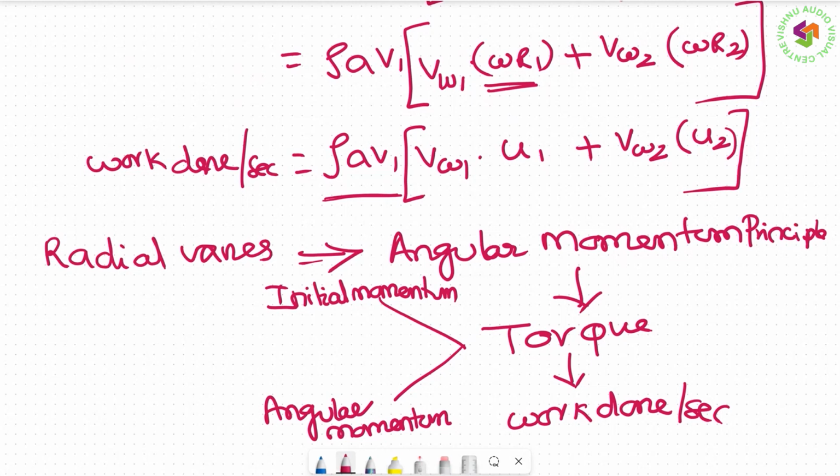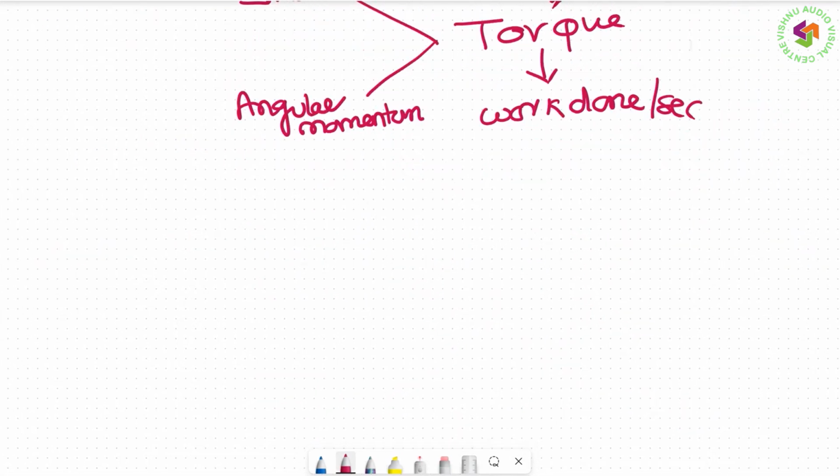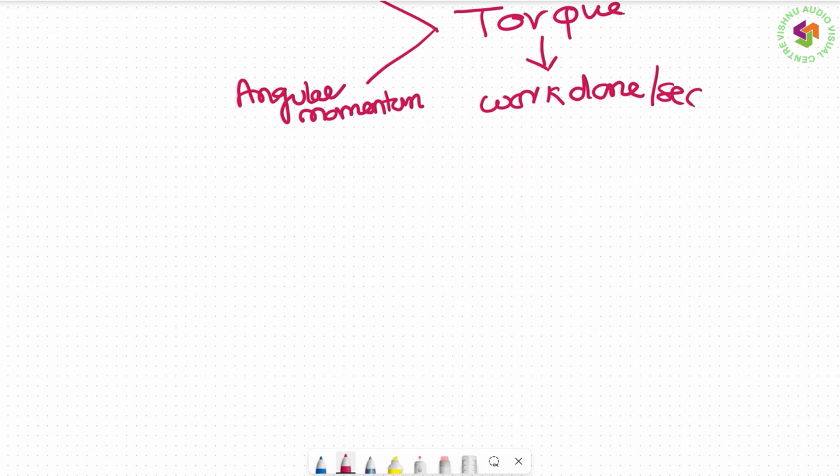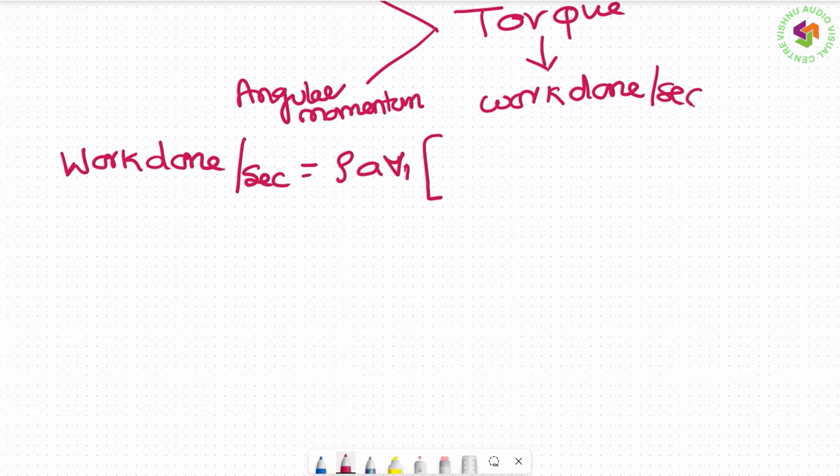Then torque leads to work done per second. So this is the case. Now again, let us write the final thing. What is work done per second? It is equal to rho A V1 into (VW1 U1 plus VW2 U2). This is what we got.